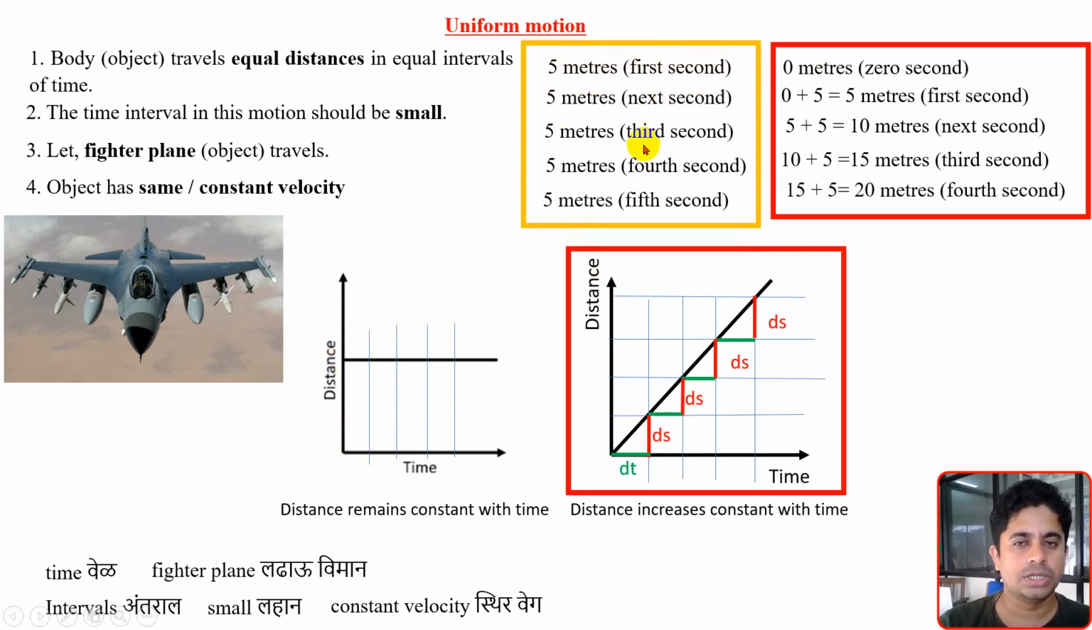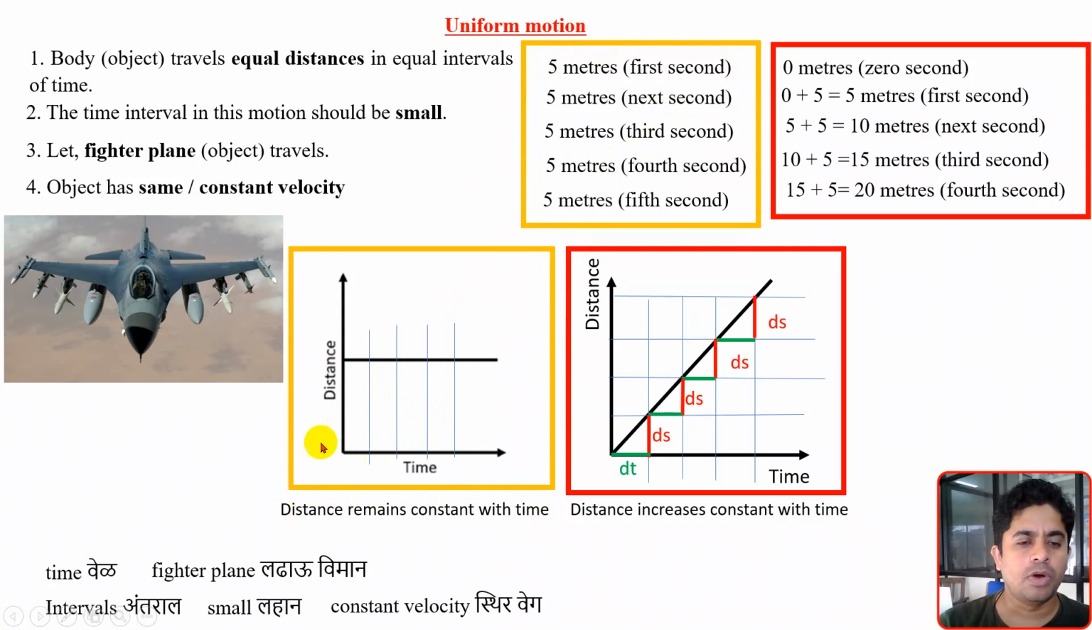For these four time intervals, if I observe the distance covered and plot the lines for this journey, for the first time interval, how much is the distance traveled? This much is the distance traveled, 5 meters. Now, in the second time interval, how much is the distance traveled? This much. In the third time interval, this much distance traveled. In the fourth time interval, this much distance traveled. So irrespective of the time interval 1, 2, 3, 4, the distance covered by that object remains the same. There is no increase or decrease in the distance traveled by the object.